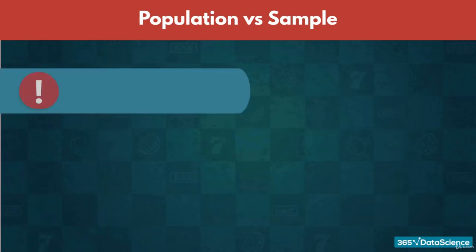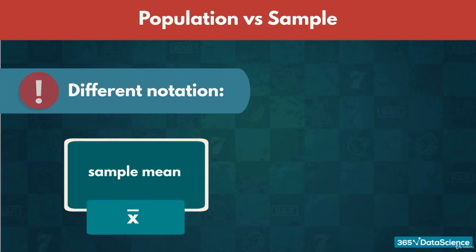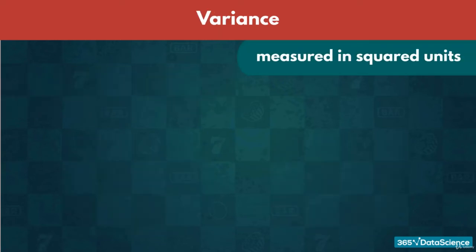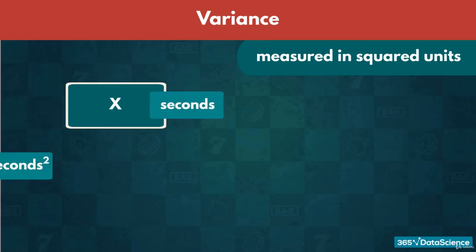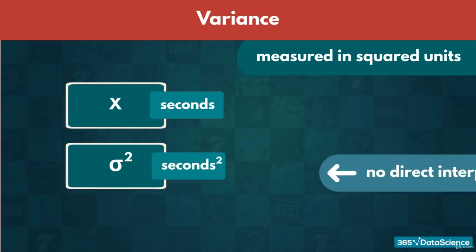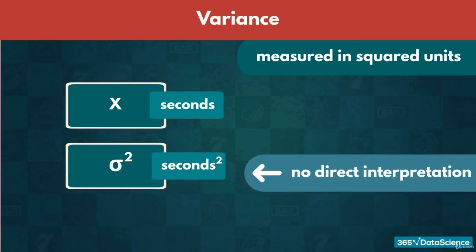Something to remember when using sample data is that we adopt different notations for the mean and variance. We denote sample mean as x bar and sample variance as s squared. One flaw of variance is that it is measured in squared units. For example, if you are measuring time in seconds, the variance would be measured in seconds squared. Usually there is no direct interpretation of that value.